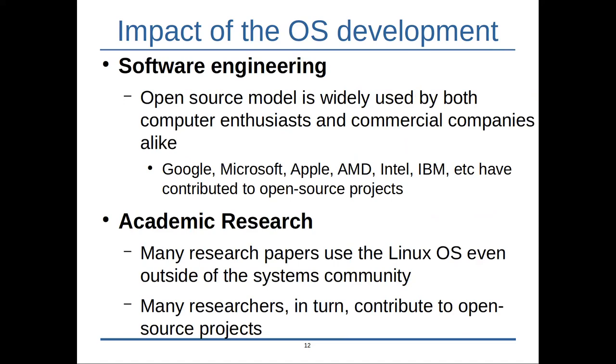Also consider how this changed software engineering. The open source model is not really used just by enthusiasts anymore. Initially maybe it was used by open source enthusiasts, but you can see that a lot of commercial companies like Google, Microsoft, Apple, AMD, Intel, and IBM have embraced open source in one way or another. They have their own open source projects and their own contributions. That really has changed a lot of things.